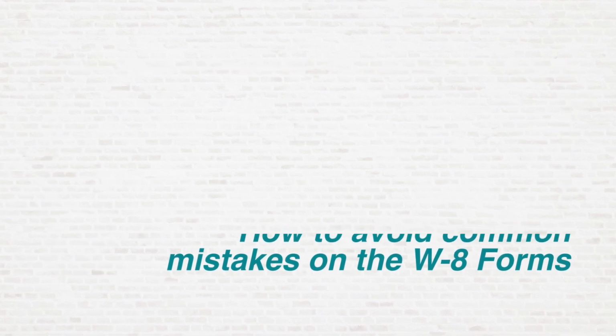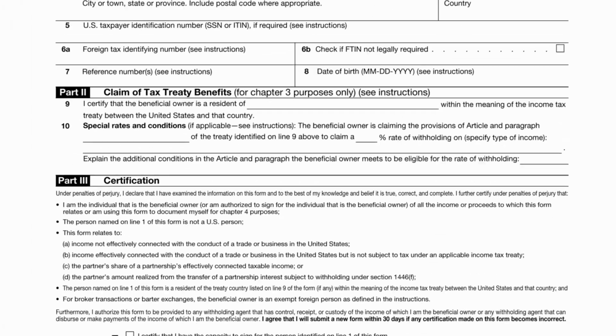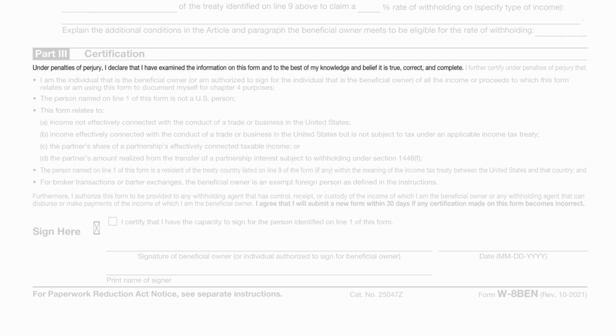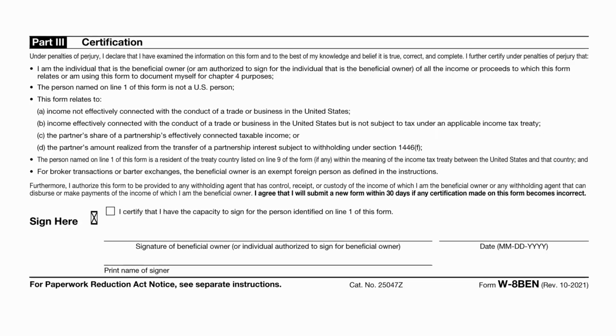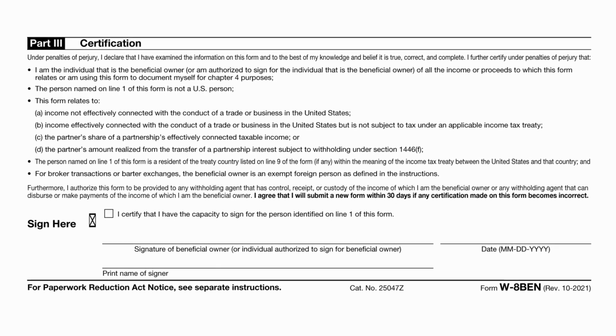There are two things that really trip people up here. The first one is probably the most important, and that is to remember when you sign the form, you are signing it under penalty of perjury in the US law courts. So it's important to understand that when you fill the form in, everything on it must be true and accurate to the best of your knowledge.